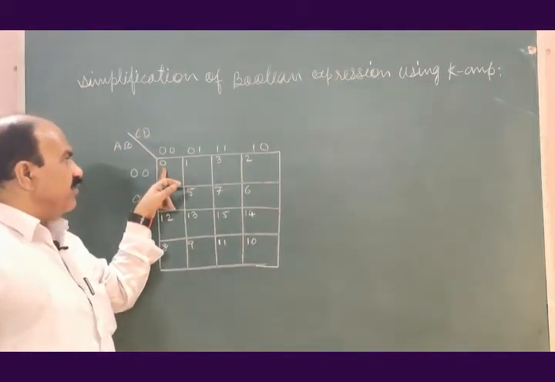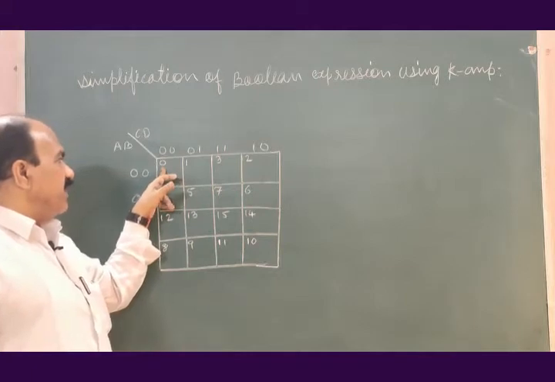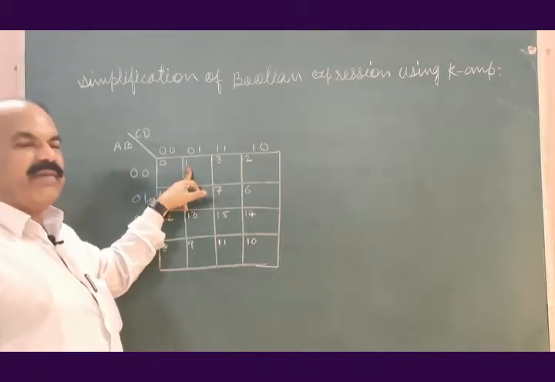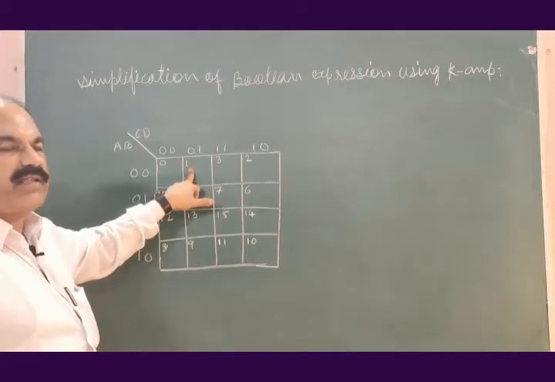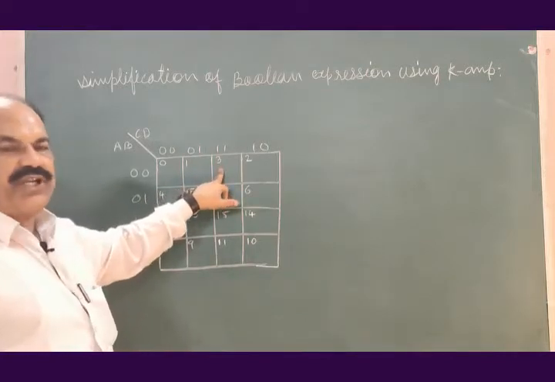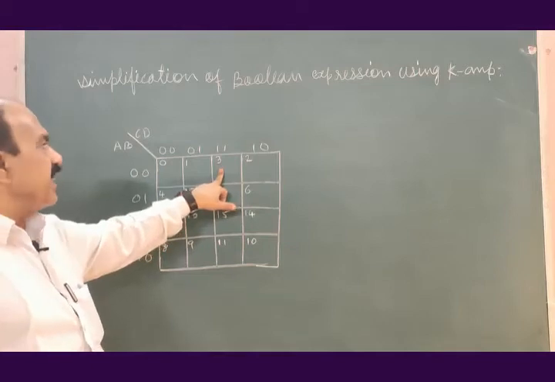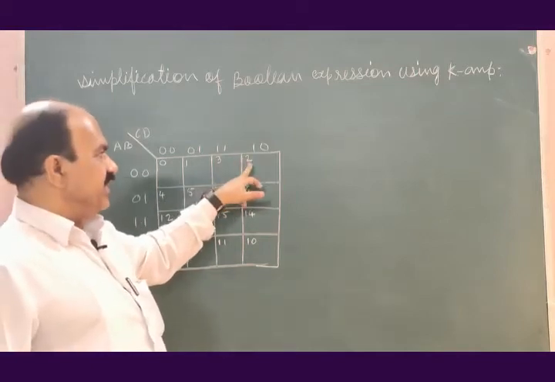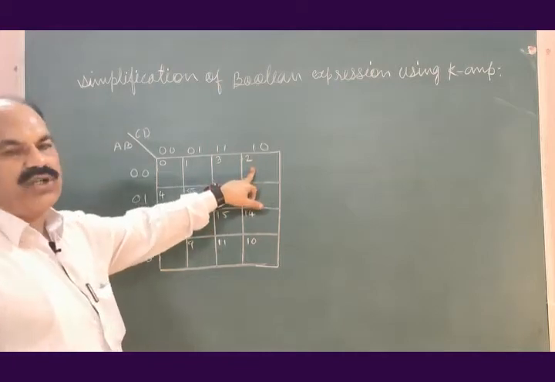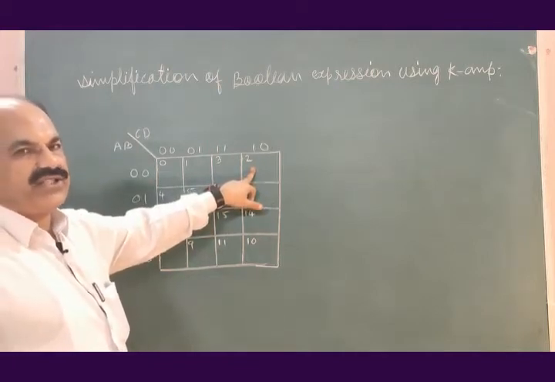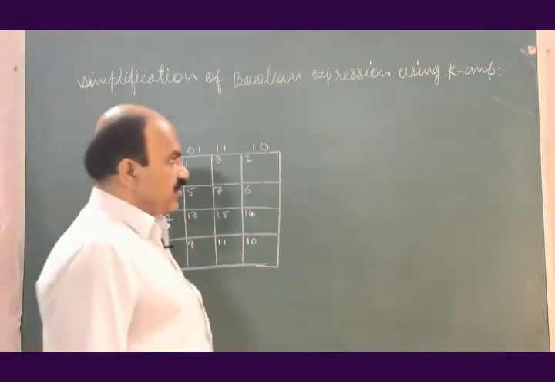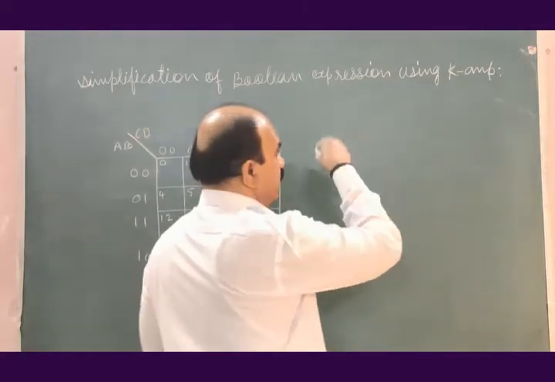This is corresponding to fundamental product A bar, B bar, C bar, D bar. This is corresponding to fundamental product A bar, B bar, C bar, D. This is corresponding to fundamental product A bar, B bar, C, D. This is corresponding to fundamental product A bar, B bar, C, D bar, and so on. Let us suppose you are given a table here.